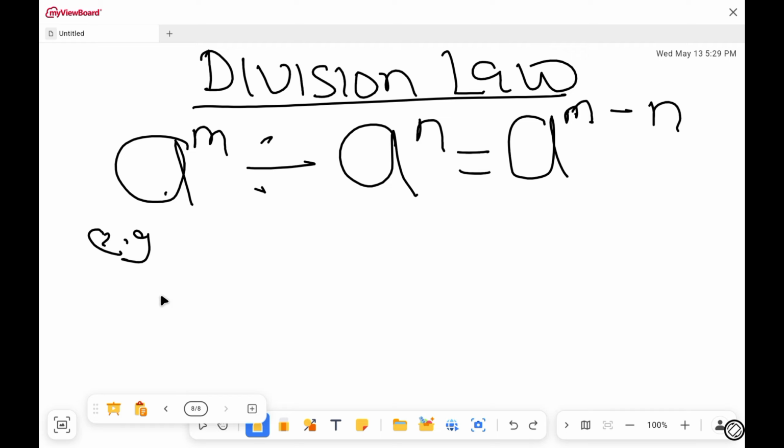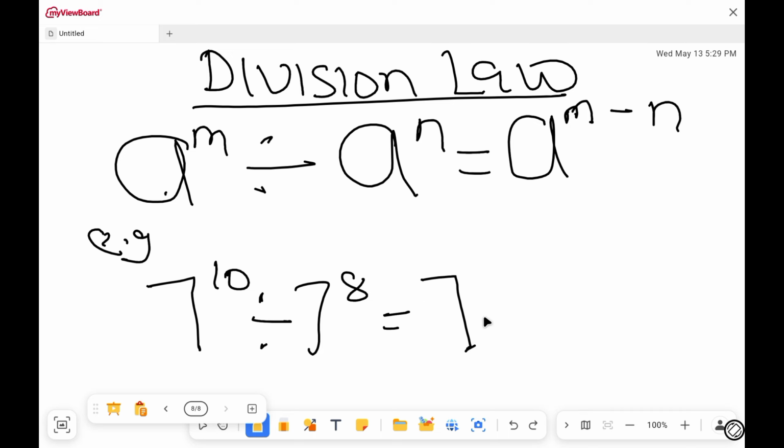We have 7 raised power 10 divided by 7 raised power 8. Now, what do we do here? You can see they have the same base 7. Pick one 7, but they have different powers. That would be 10 minus 8. And that becomes 7 raised power 2. I believe you got that.